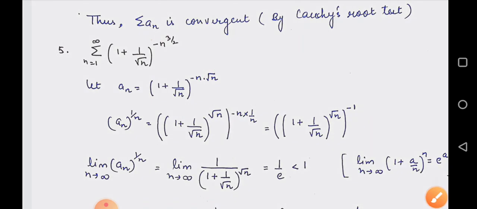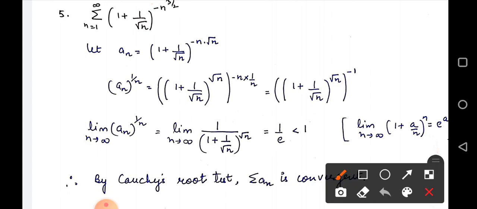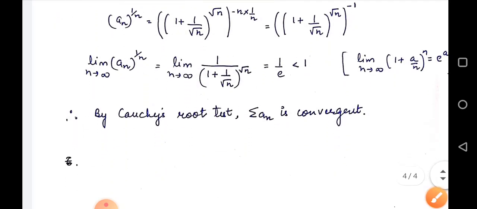1 plus a upon n to the power n is e to the power a when n approaches infinity. अब यहाँ पे अगर n अप्रोच कर रहा है इन्फिनिटी को तो रूट n भी अप्रोच करेगा इन्फिनिटी को, तो सेम रिजल्ट इज वैलिड फॉर इट ऑल्सो. सो इट इज e टू द पावर 1 और ऊपर -1 है तो इट इज़ 1 by e. ठीक है, यहाँ पे ये आ गया एक्सपोनेंशियल यूजिंग दिस रिजल्ट and it is 1 upon e. 1 upon e is less than 1, so by Cauchy root test summation an is convergent.